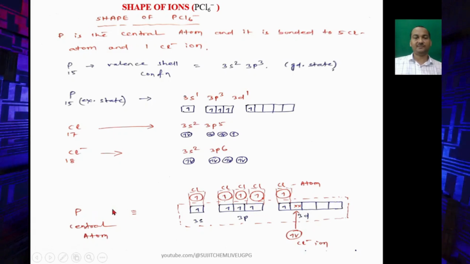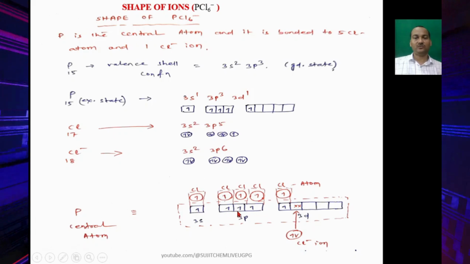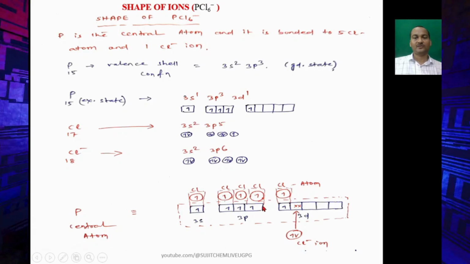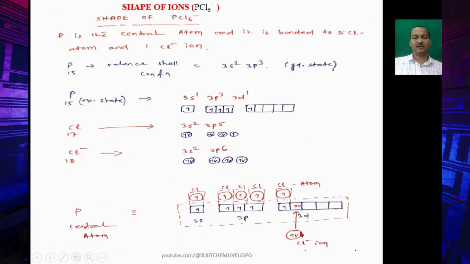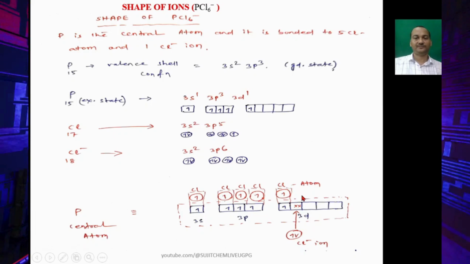So that PCl6 minus has 1, 2, 3, 4, 5. So 5 bond pairs and the sixth one is a coordinate bond.